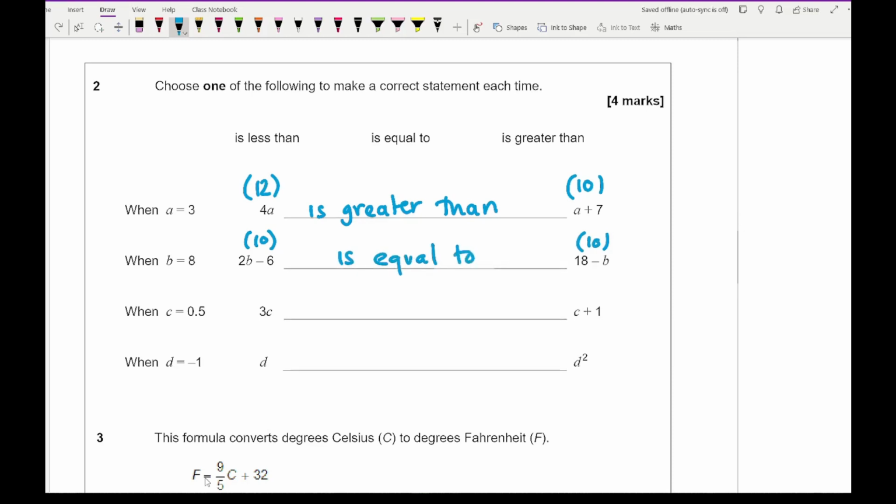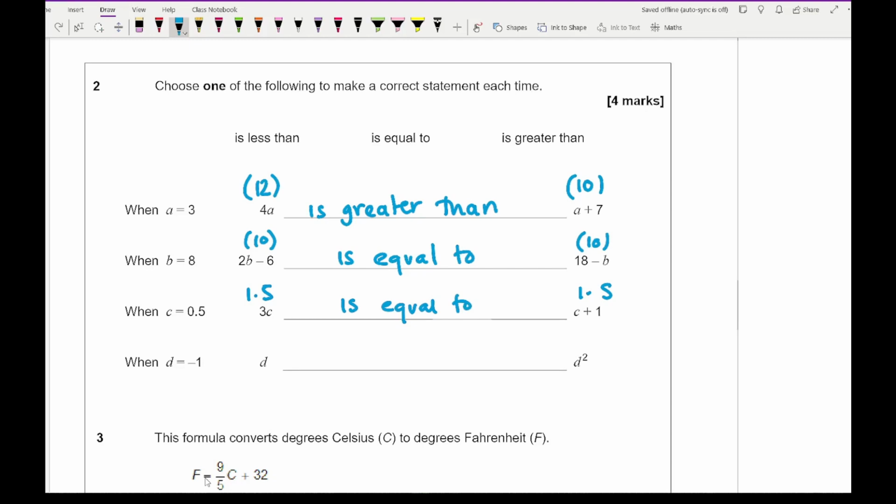Then for the third one, we've got c equals 0.5. Well, 3 times 0.5, we'll think about it as 3 50p pieces. Well, that's going to be £1.50. And 50p plus £1 is £1.50. So again, that is going to be is equal to.